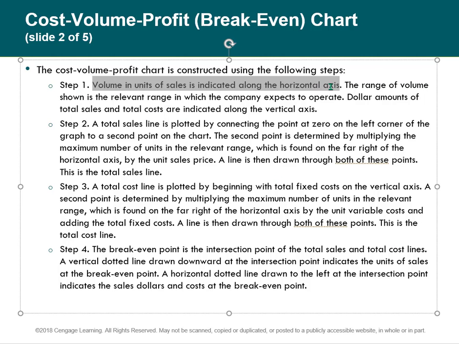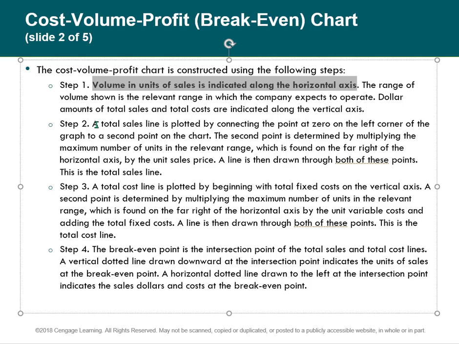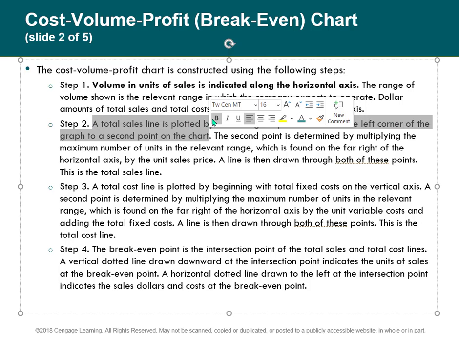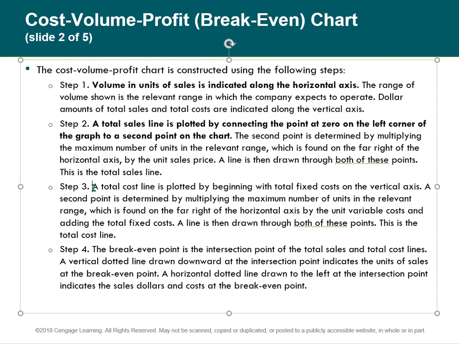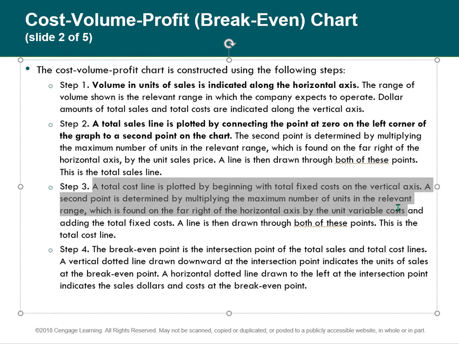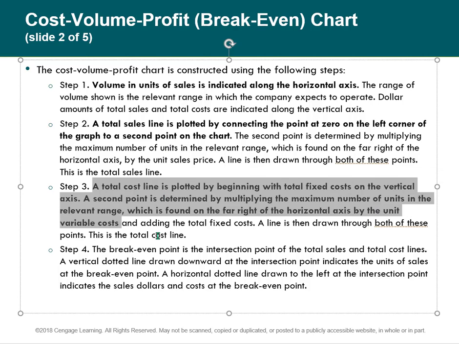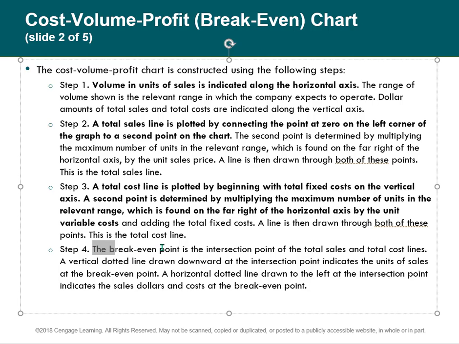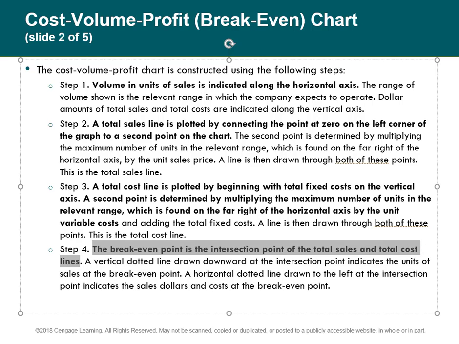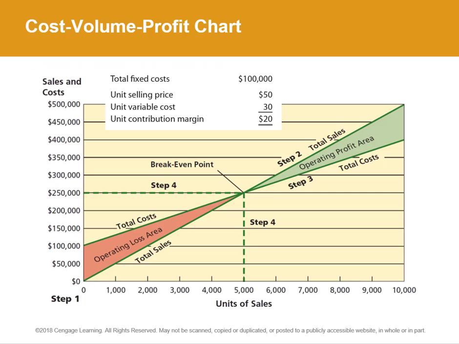So volume along the horizontal axis, total sales, total cost starts out with fixed cost and then adds variable cost. And then break even is the intersection of total sales and cost. It's an awful lot easier just to look at the chart. All right, this is so much better.